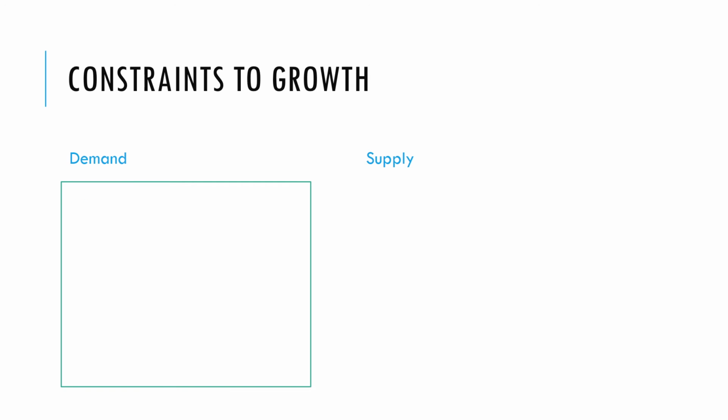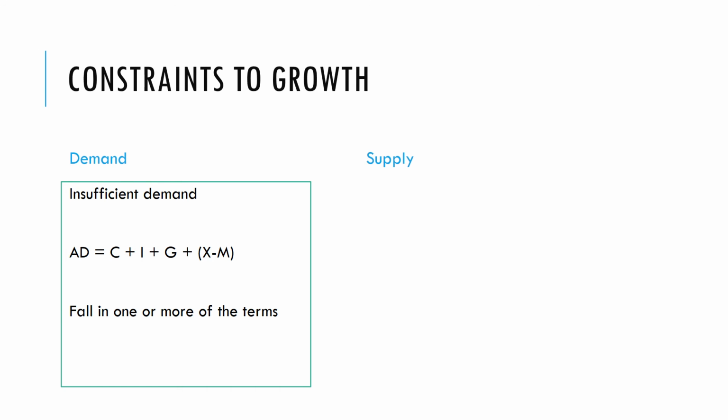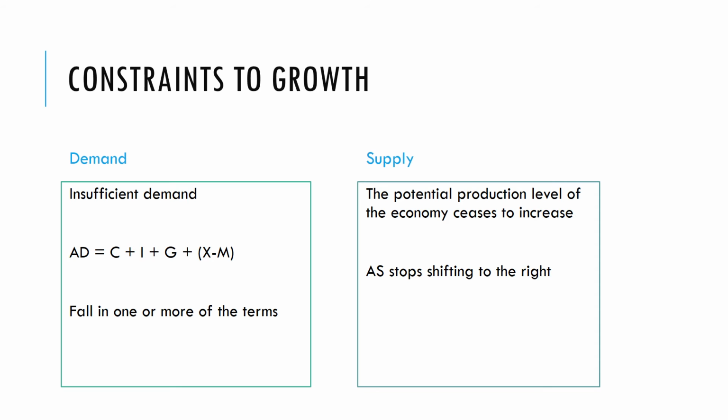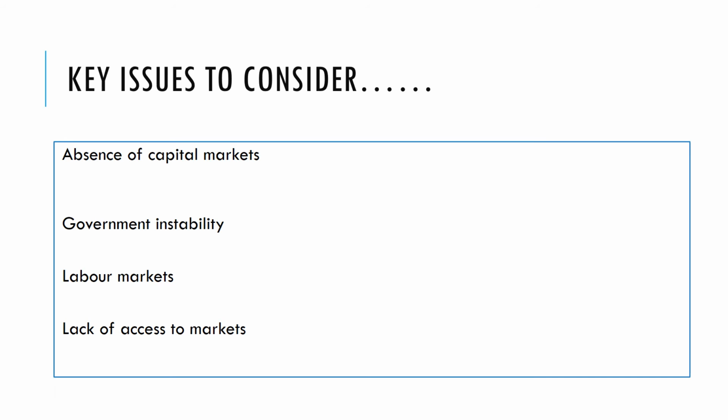So for example, constraints to demand or insufficient demand might be to do with the components of demand and therefore a fall in one or more of these terms. In terms of supply, maybe the potential production level of the economy ceases to increase, AS stops shifting to the right, possibly shifts to the left. So some key issues to consider here within an economy.